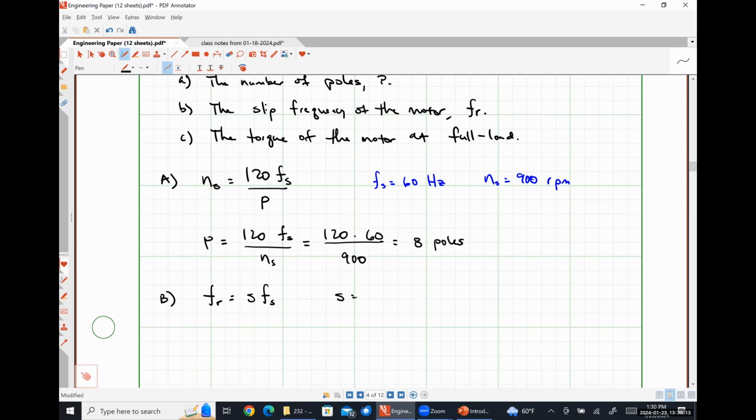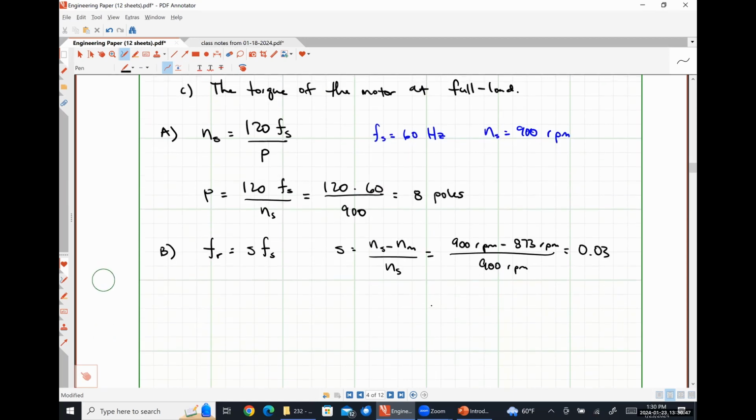Slip is (N_s minus N_m) divided by N_s, and we have all of those pieces of information, right? So that's going to be 900 RPM minus 873 RPM divided by 900 RPM, and that comes out to be 0.03 or 3% slip. So from that, our slip frequency of the motor is 0.03 times 60 hertz, which is 1.8 hertz.